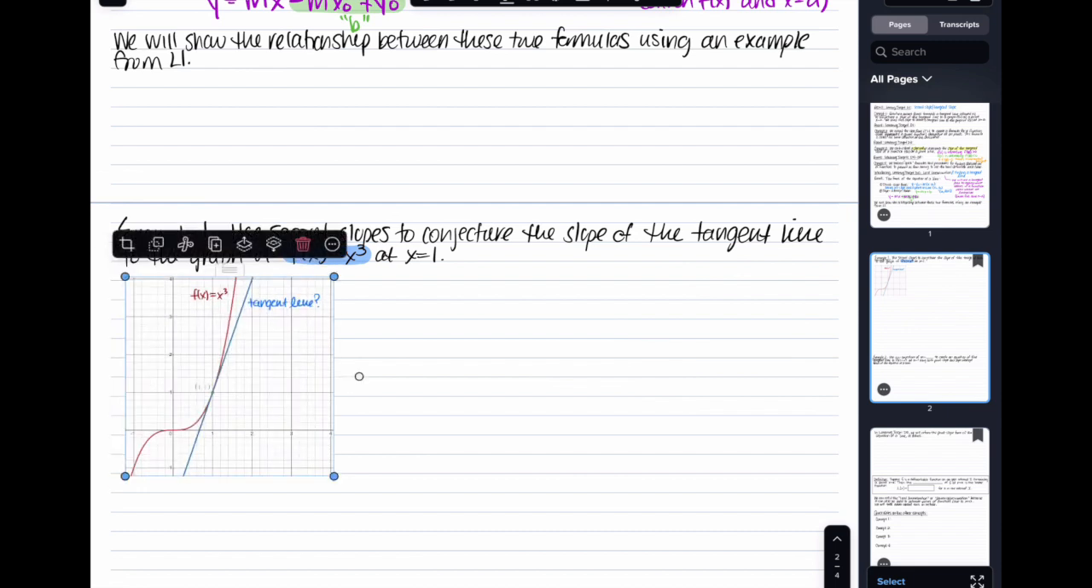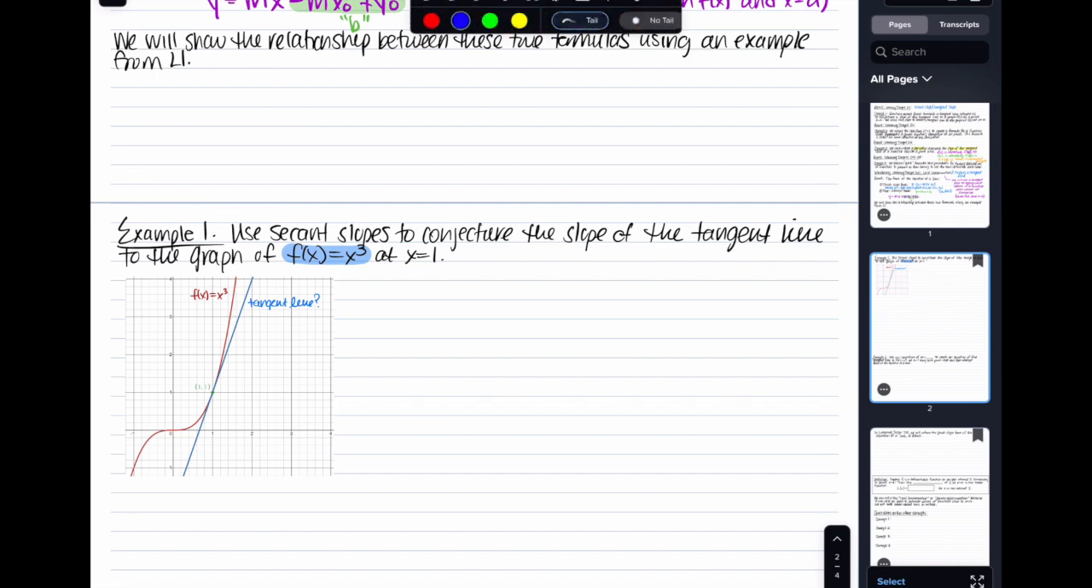I happen to use Desmos to do this, and I cut off all the secrets, right? I cut off the actual equation of the tangent line because we need to find it. But notice that we have a problem from L1. We're asked to use secant slopes to conjecture the slope of the tangent line. So we're going to go through the motions. But don't lose sight of this.